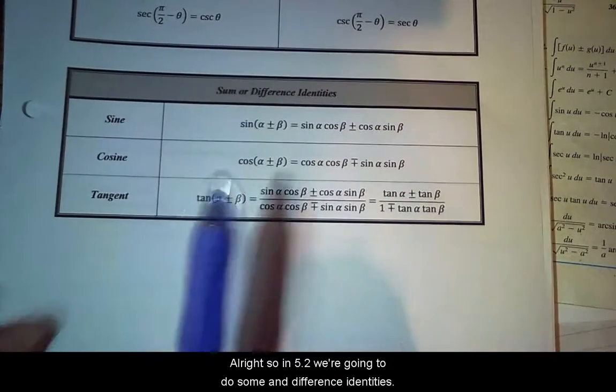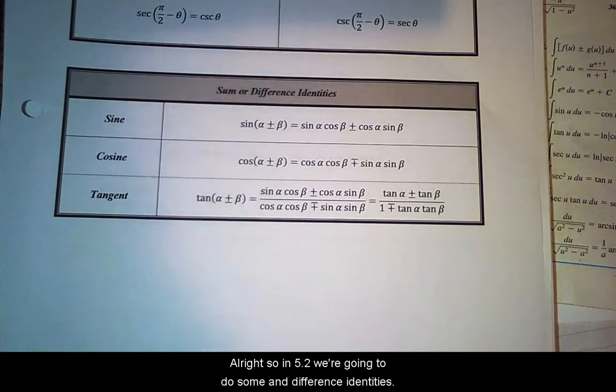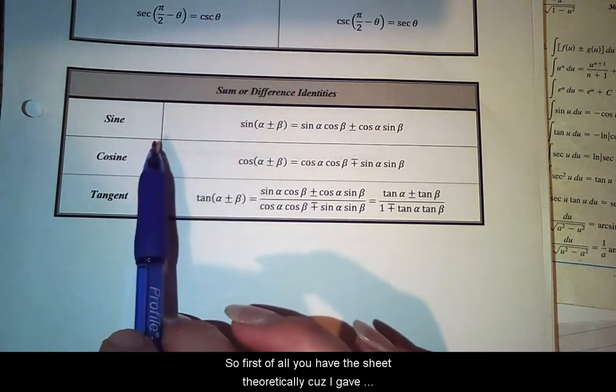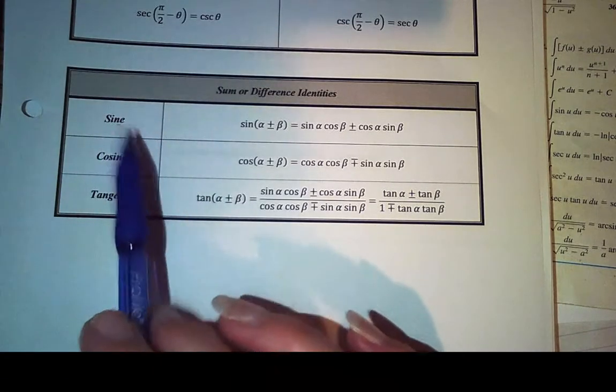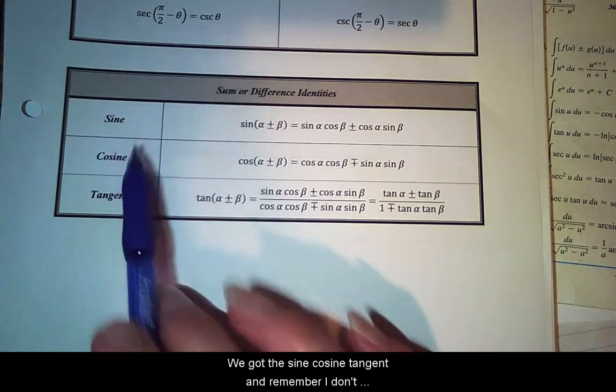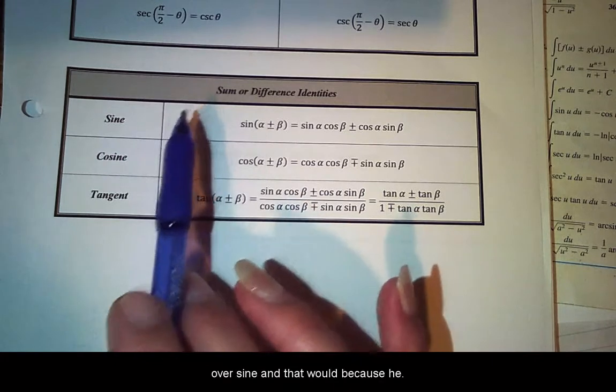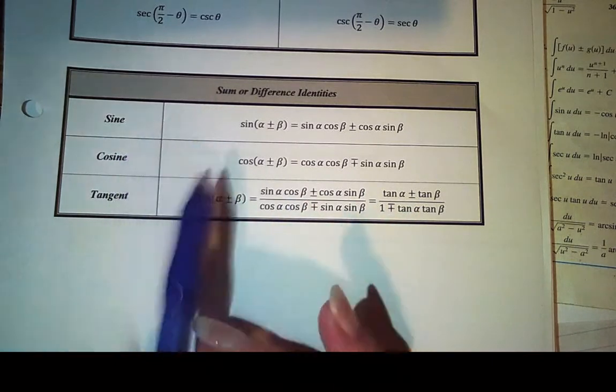All right, so in 5.2, we're going to do sum and difference identities. First of all, you have the sheet, theoretically, because I gave it to you before break. We've got the sine, cosine, tangent, and remember, I don't need to list the other three because I could always put 1 over sine, and that would be cosecant.